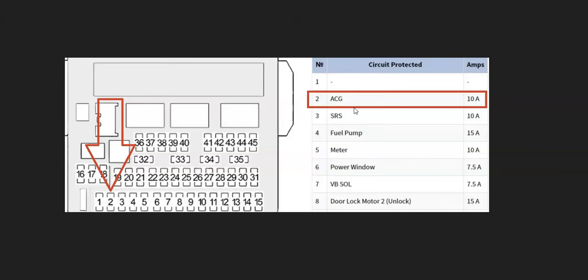For example, here's a 2016 Honda CR-V, and it would be on the ACG fuse, 10 amp fuse, number 2. And if that was to blow, then it could cause an issue. And so keep in mind that these can be on a fuse.